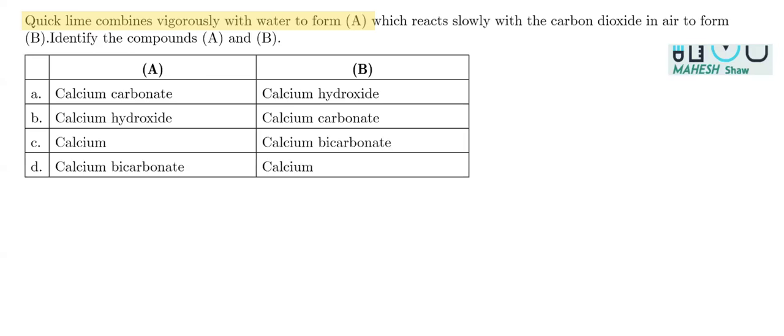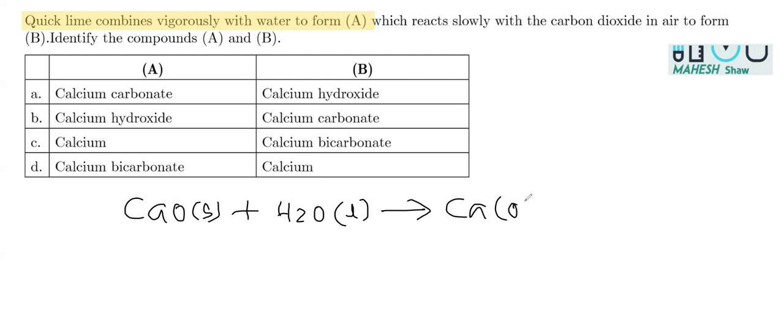So what is quicklime? Quicklime is calcium oxide, that is CaO, right? It is in the solid state. If it vigorously reacts with water, which is in the liquid state, to give a compound, we know that it is calcium hydroxide, Ca(OH)2, and this is aqueous, that is, soluble in water. So we can say that this is the compound A we identified.